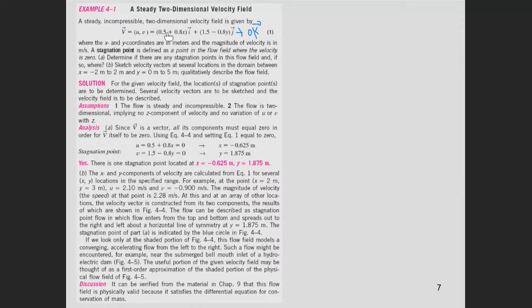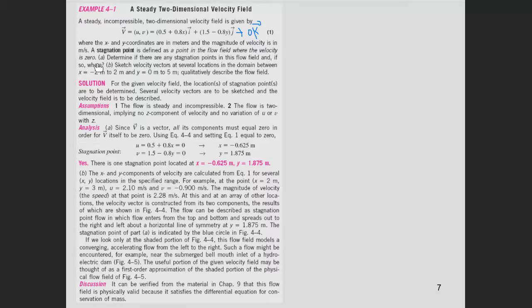It's given by this expression. V, which is u and v, has two components only. u is given by 0.5 plus 0.8x. And v is given by 1.5 minus 0.8y. Where x and y coordinates are in meters and the magnitude of the velocity is in meters per second. A stagnation point is defined as a point in the flow where the velocity is zero. That is the definition of a stagnation point. We have had it before. A, determine if there is any stagnation point in this flow, and if so, where?